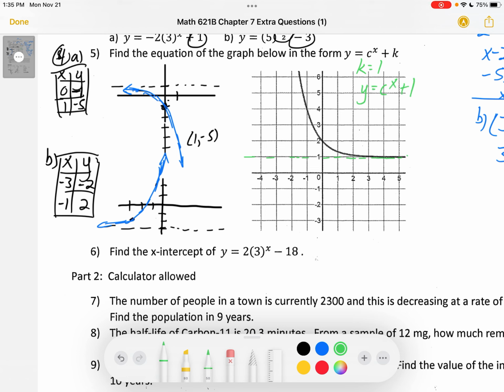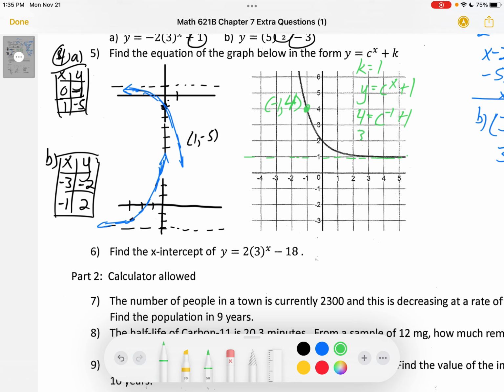And if I can just pick one other point, I should be able to find the equation. And here's a point right here, negative 1, positive 4. Okay. So I'm going to sub that point in. For y, I'll put in 4. For x, I'll put in negative 1. And I'll just work on getting c on its own.